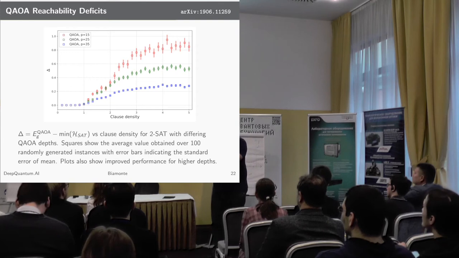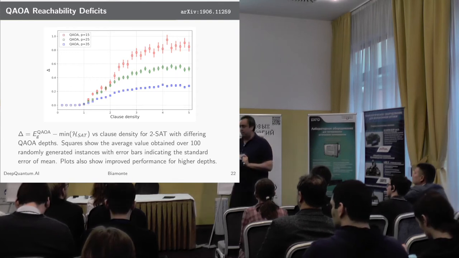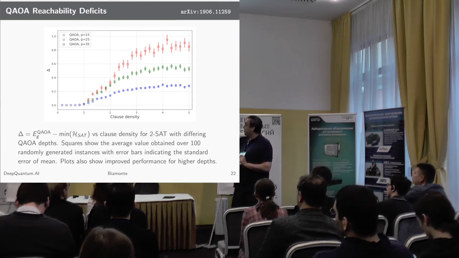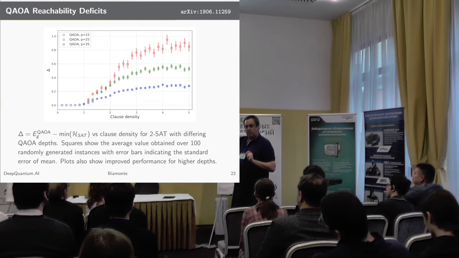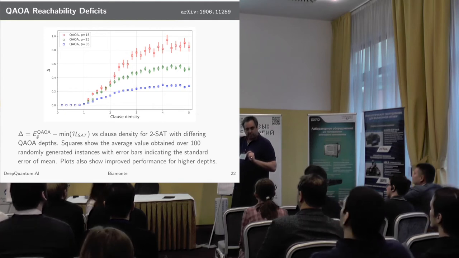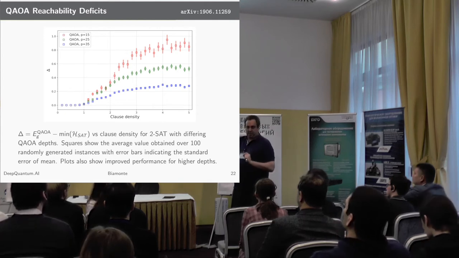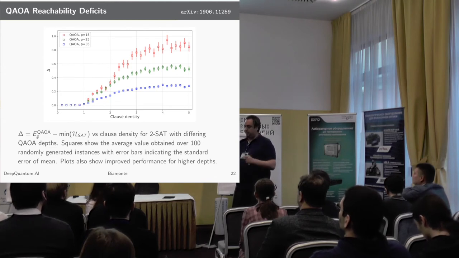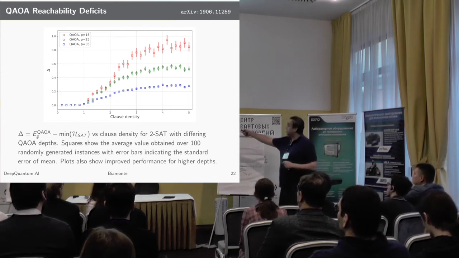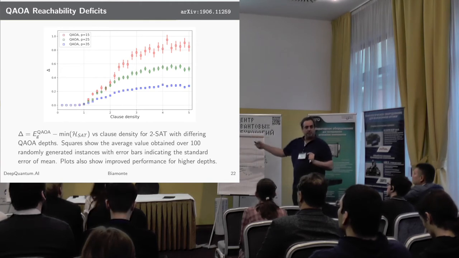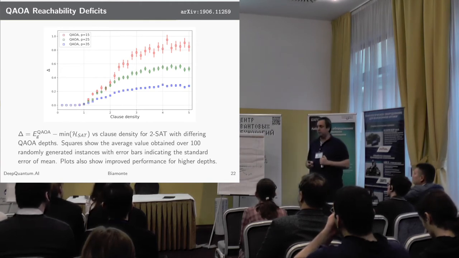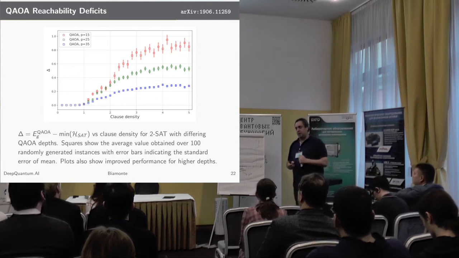This is very, very important. The stuff in the literature is all over here. In the words of statistics, these are not representative. They're not representative of true problems. For a fixed depth ansatz, energy approximation gets worse with increased clause density. That is the first weakness of this algorithm, spelled out in a transparent way.